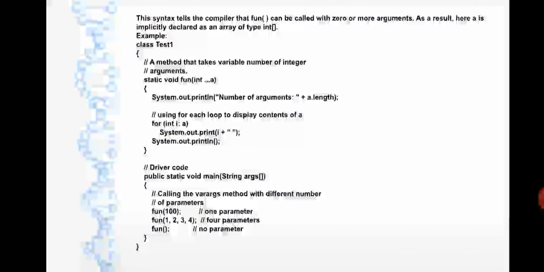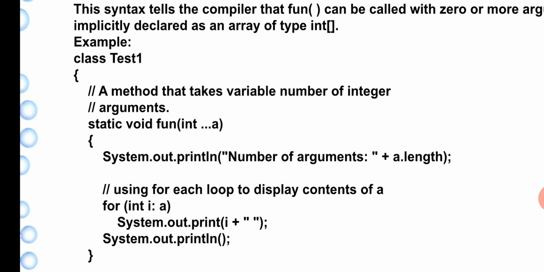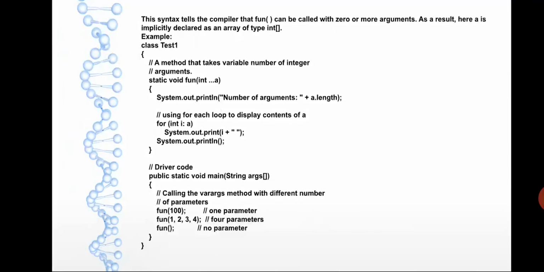I request you to try this program because it's somewhat different, isn't it? I don't think you would have seen this syntax: static void fun followed by int, three dots, a. I am pretty sure you haven't seen this kind of code. So I request you to execute this program. Ultimately, you are using variable length arguments with the same method name.